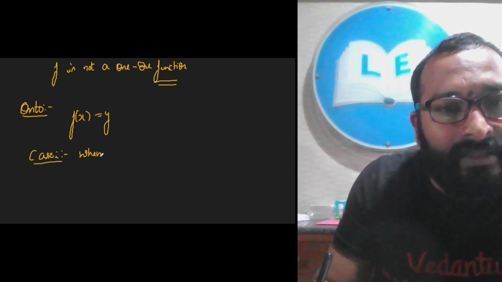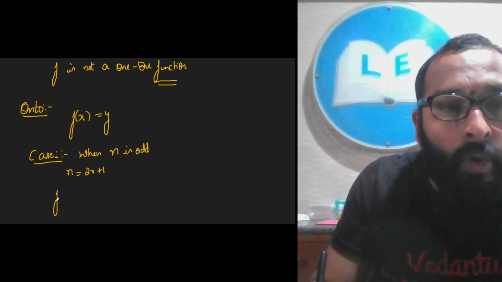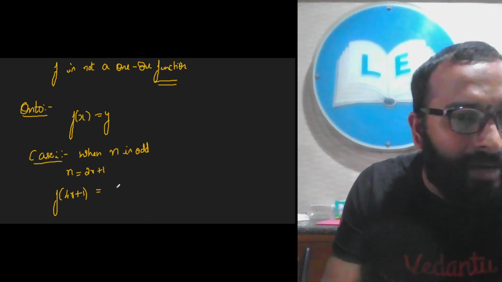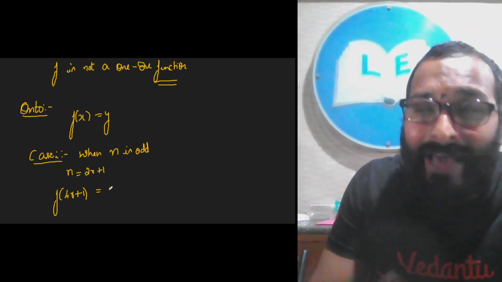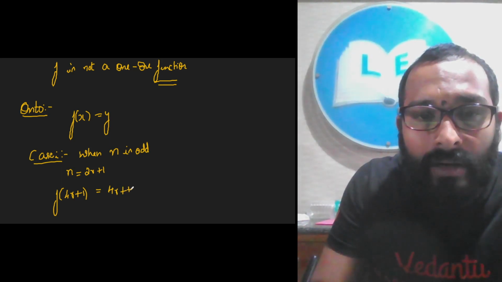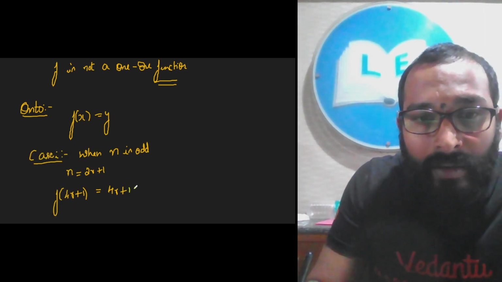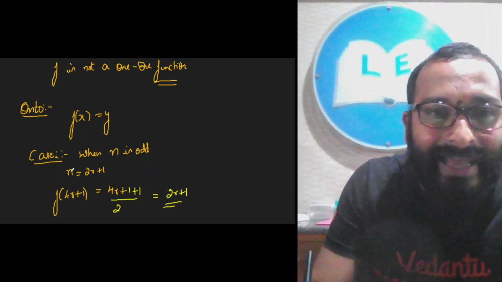First case, when n is odd, children, how do you represent an odd number? Can I take n equal to 2r plus 1? If n is equal to 2r plus 1, you're going to substitute 4r plus 1. Very important. What is f of 4r plus 1? F of 4r plus 1 will be (4r plus 1 plus 1) divided by 2, correct? In that case, you're going to get 2r plus 1, which is nothing but your y, correct?